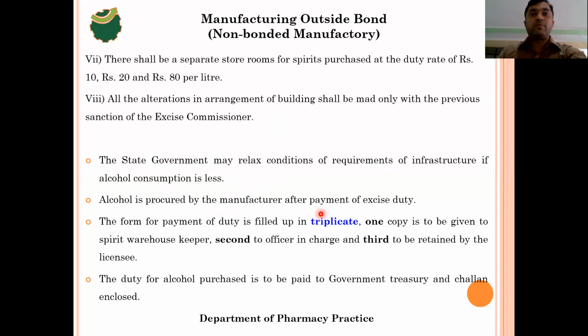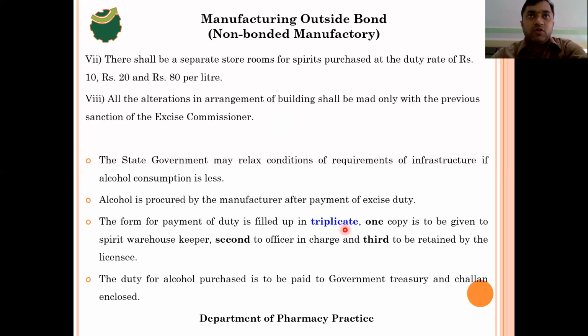Alcohol is procured by the manufacturer after paying excise duty. The form for payment of duty is filled up in triplicate. One copy will be given to the spirit warehouse keeper, the second copy to the officer in charge, and the third copy should be retained by the licensee. The duty on alcohol purchased is to be paid to the government treasury in the form of a challan enclosed with the application.